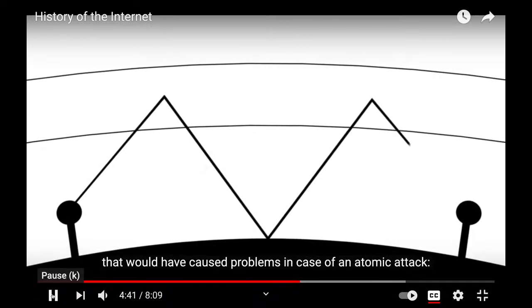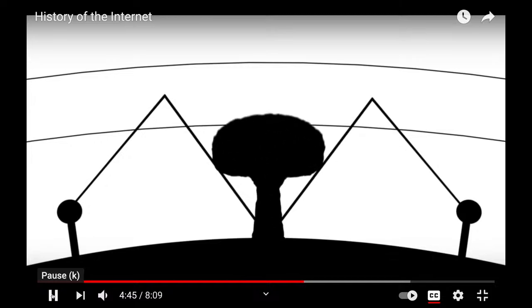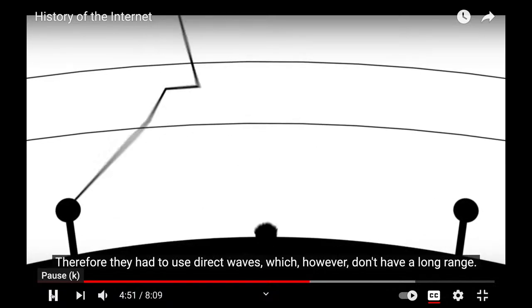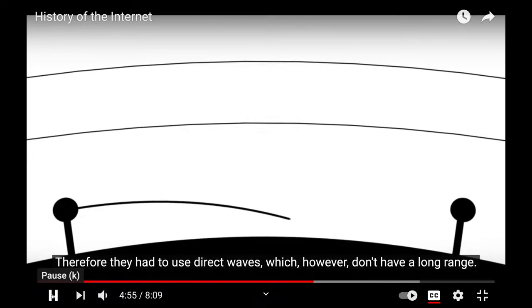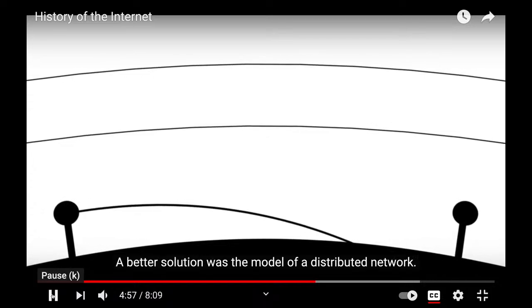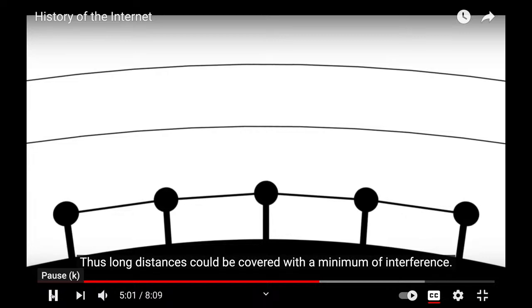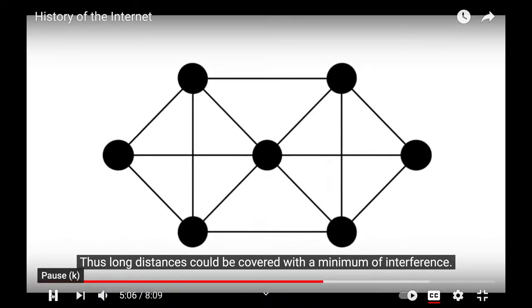Communication still used to work through radio waves. That would have caused problems in case of an atomic attack. The ionosphere would be affected and the long-wave radio waves wouldn't work anymore. Therefore, they had to use direct waves, which, however, don't have a long range. A better solution was the model of a distributed network. Thus, long distances could be covered with a minimum of interference.